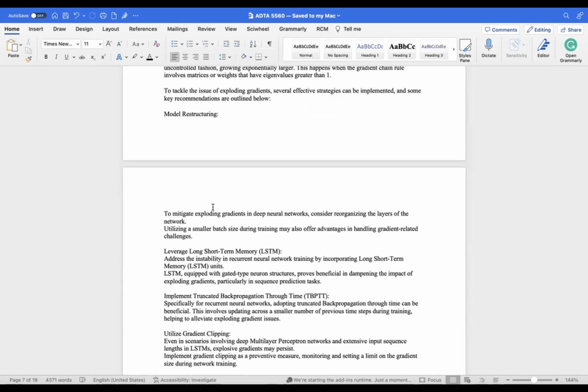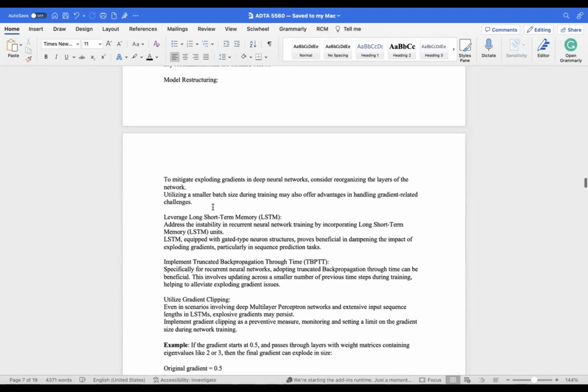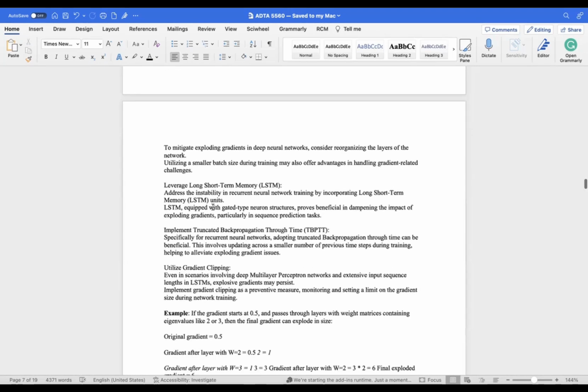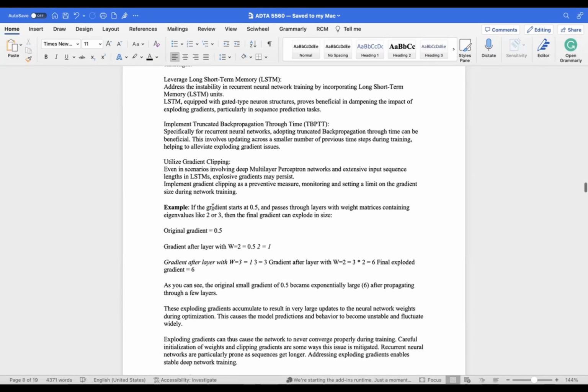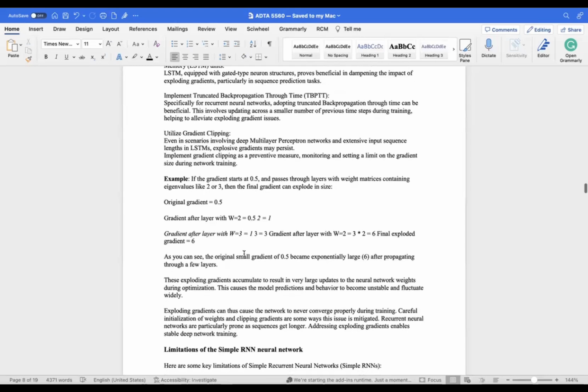So the scenario is like if the gradient journey encounters layers with weight matrices having eigenvalues greater than 1, like using too much spices, the value explodes exponentially. So let's consider an example. Imagine starting with a small gradient of 0.5, passing through layers with eigenvalues like 2, 3, or 1. The final explosion happens, turning the small 0.5 into a whopping 6.